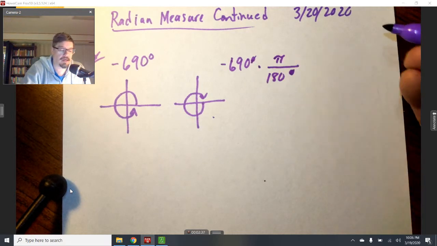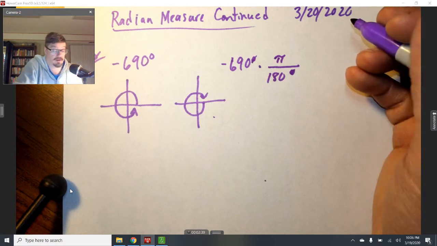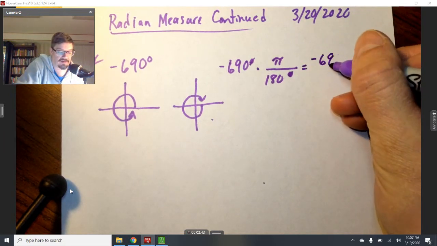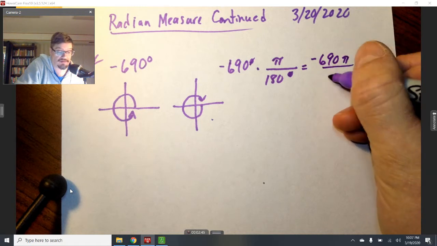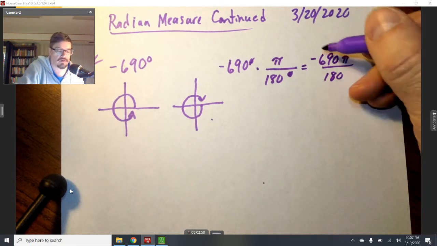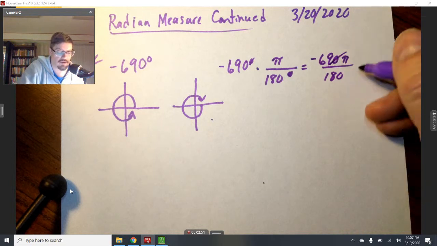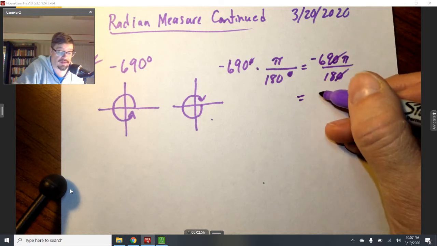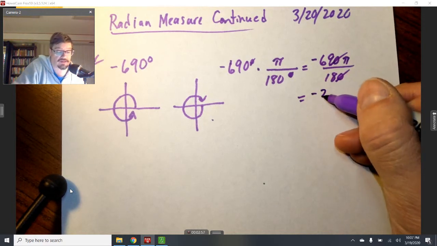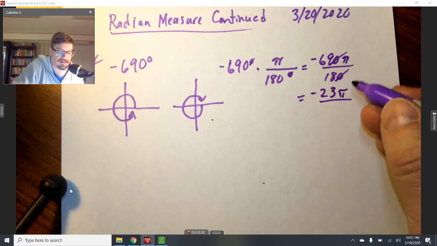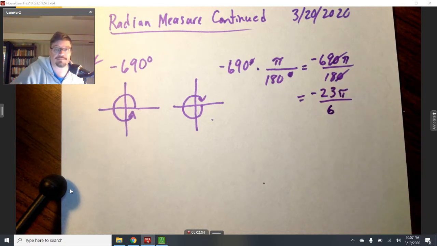All right, so then all you have to do is take the negative 690 pi divided by 180, and then reduce the fraction. That's it. Automatically I can see that 10 will go into both of those. Then I know that 3 will go into both of those. That would be negative 23 pi, and 3 will go into 18 six times, and that's it. We're all done.